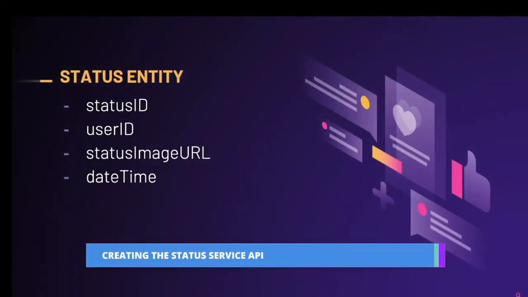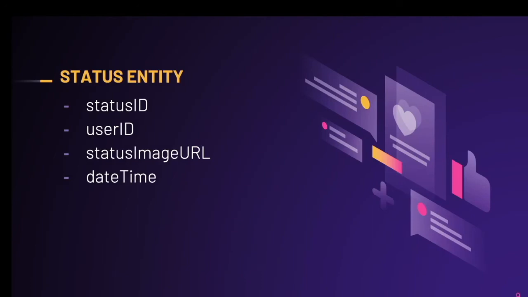So let's move to our next service, and that is the status entity. Here, for persisting the user status detail into our database, we are creating our next service, the status REST API. For the status entity class, we are actually storing four attributes. One is the status ID, which is again an auto-generated identifier. Number two is the user ID, which will denote which user has saved the corresponding status. Then the status image, that is the URL of the image which the user has uploaded in the form of the status, and the date and timestamp for the particular status.